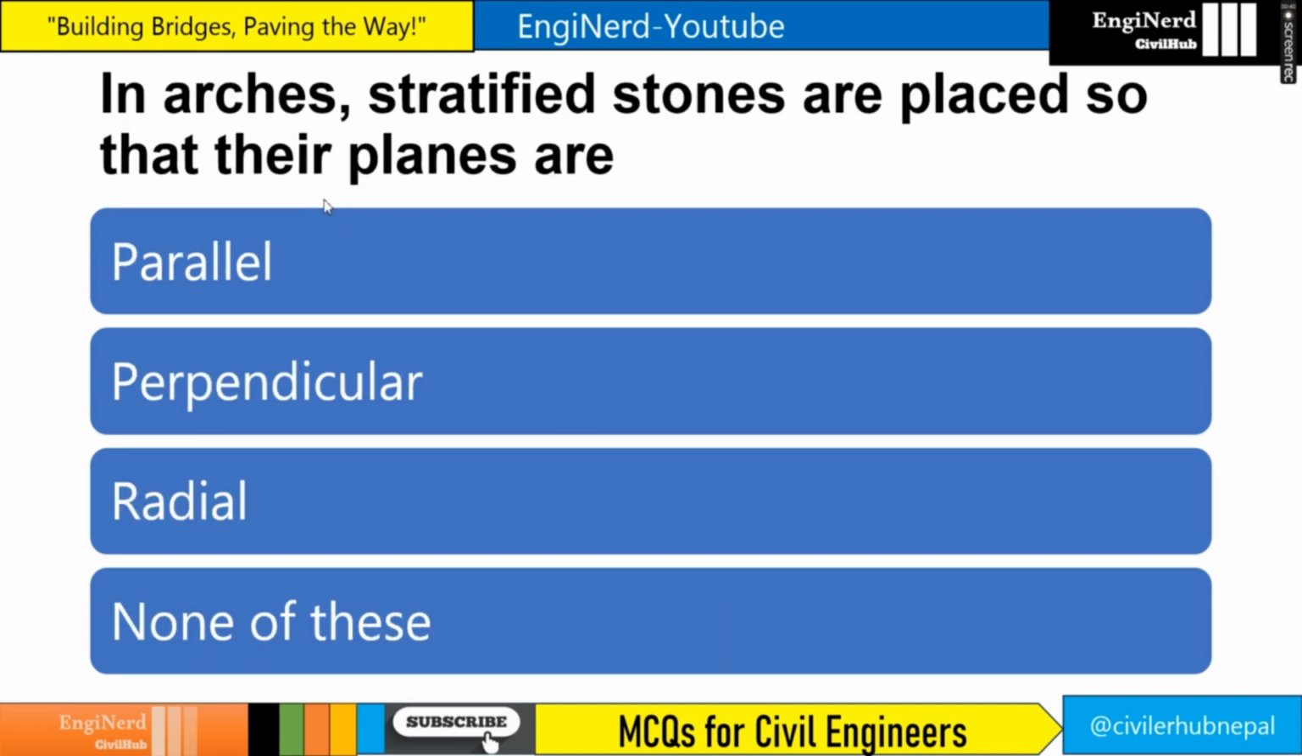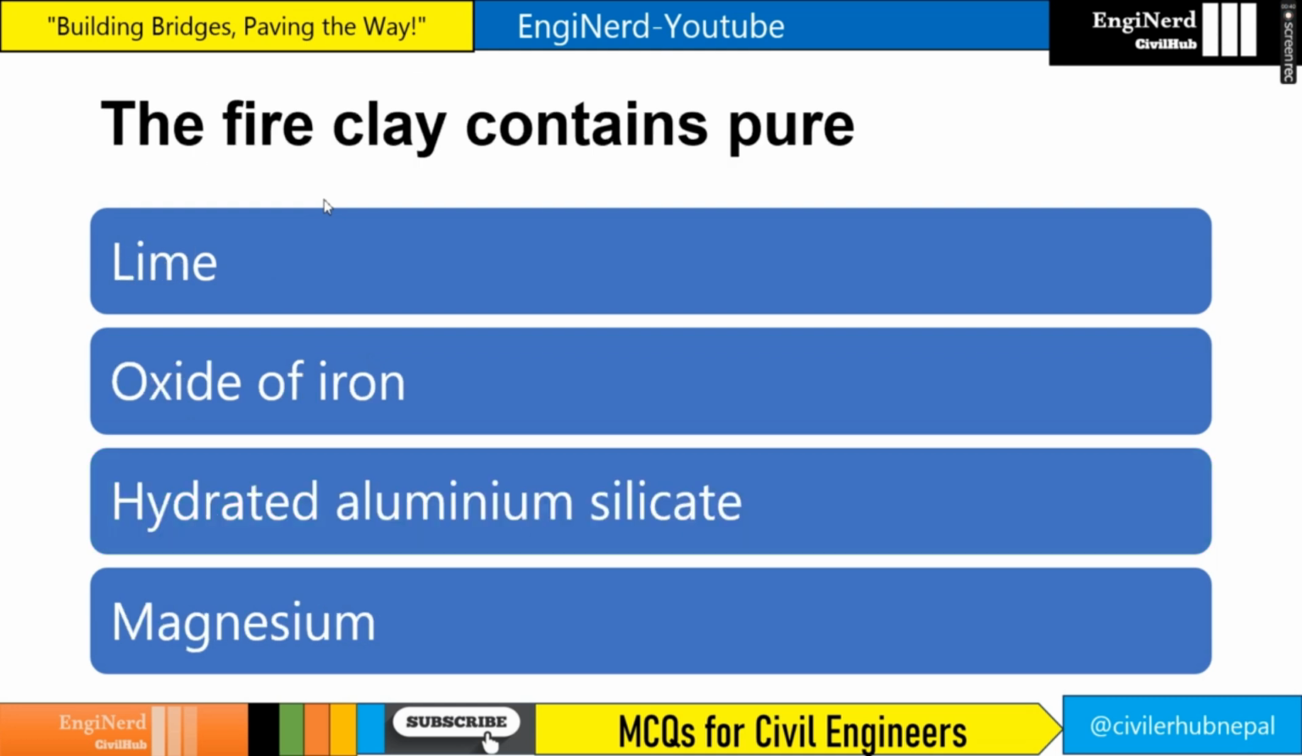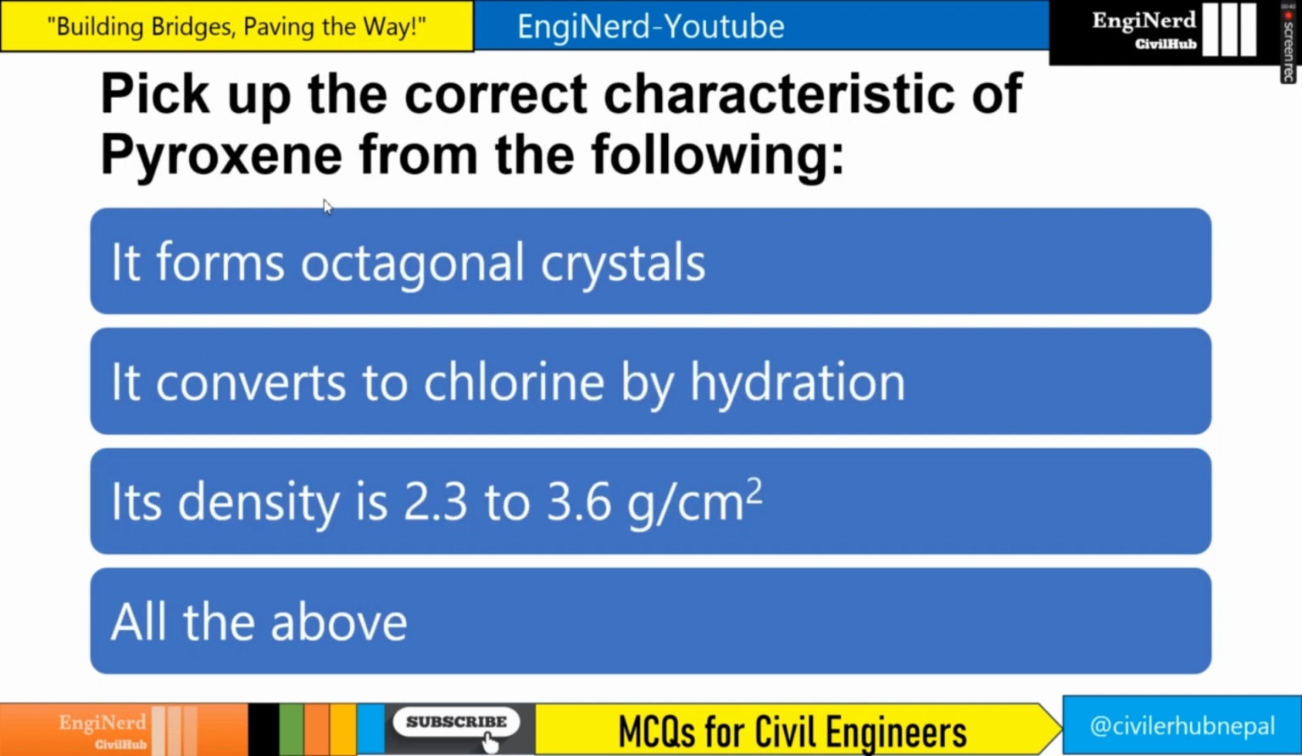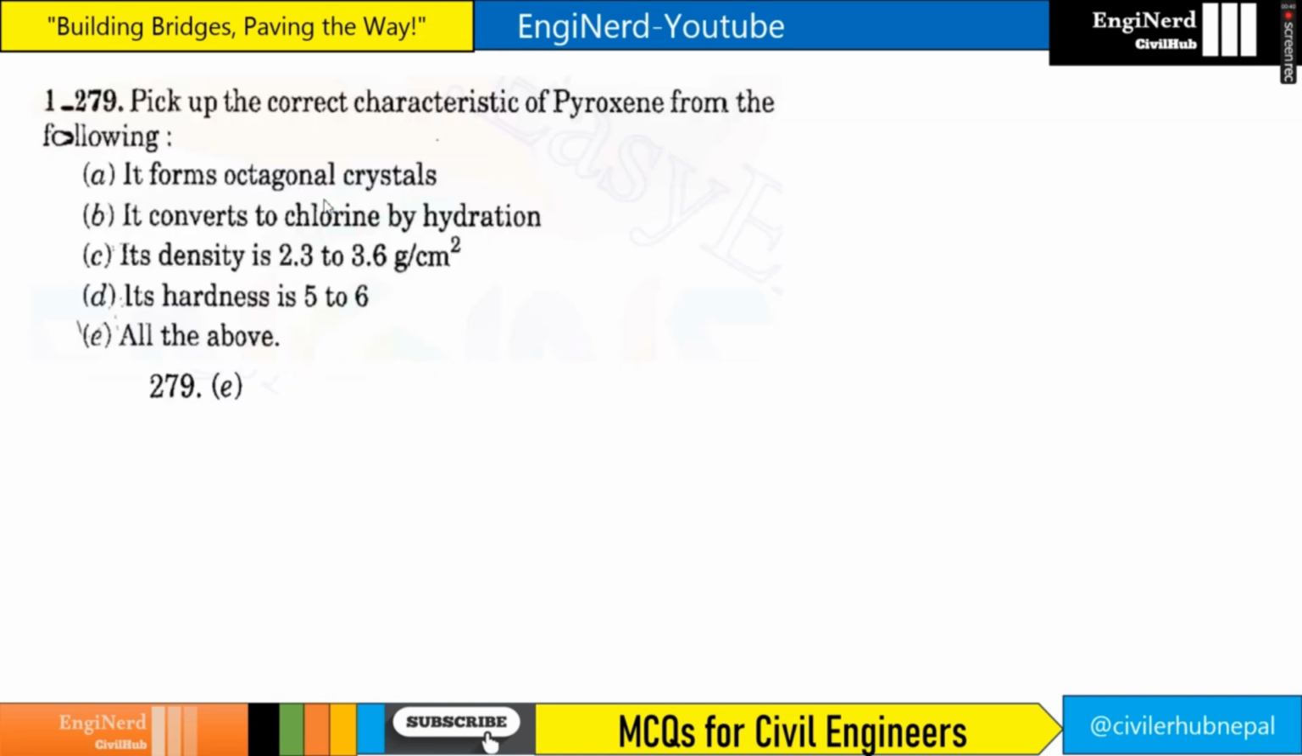This is simple. In arches, stratified stones are placed so that their planes are radial, right? And the stones used are the light stones, right? The fire clay contains pure hydrated aluminum silicate. Pick up the correct characteristics of pyroxene from the following. It forms octagonal crystals. It converts to chlorite by hydration, and its density is 2.3 to 3.6 gram per centimeter cube. The answer is all of the above.